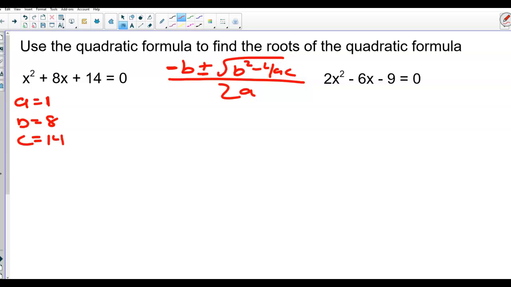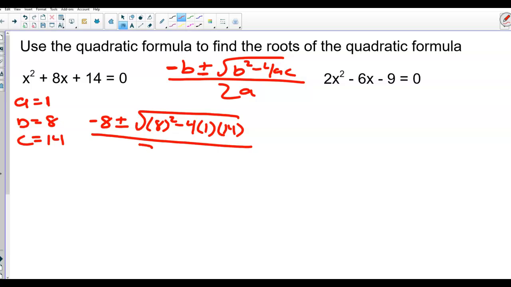So now it's negative 8 plus or minus 8 squared minus 4 times 1 times 14 all over 2 times 1. Negative 8 plus or minus 64 minus 56 is going to be 8 over 2 times 1, which is 2.